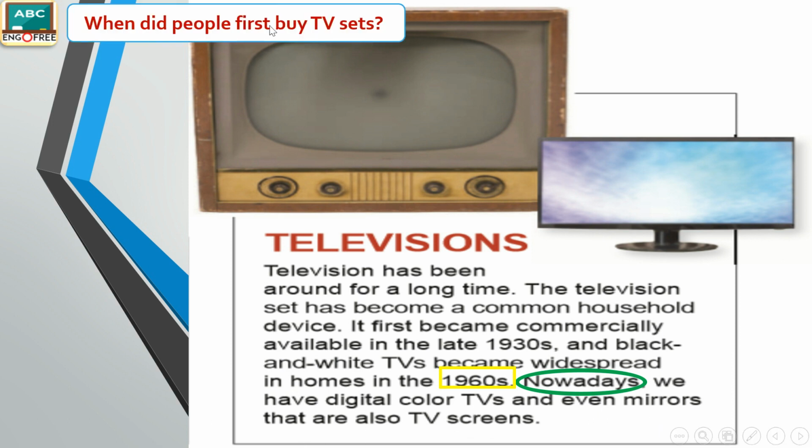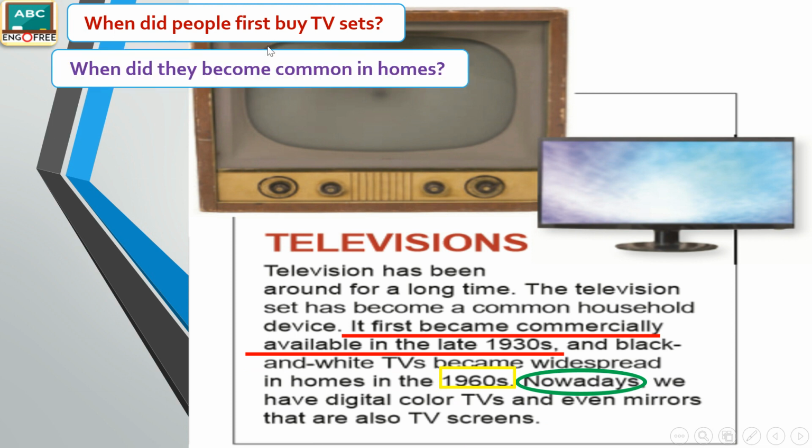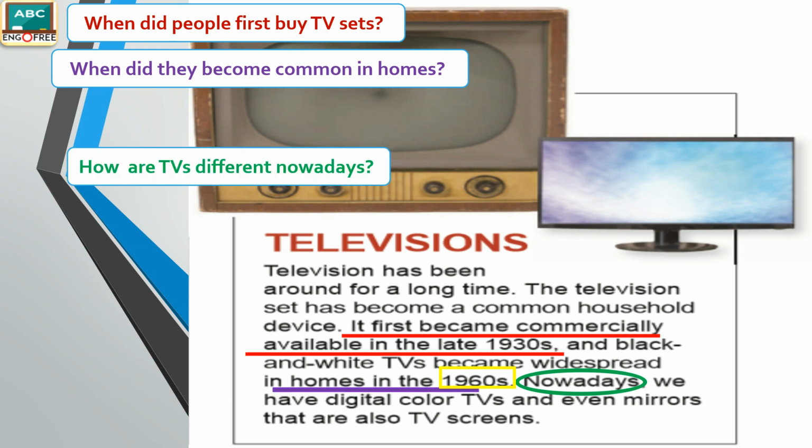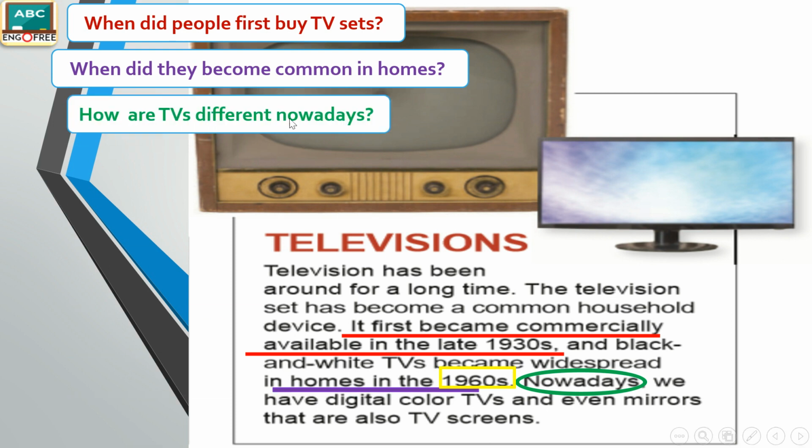When did people first buy TV sets? It first became commercially available in the late 1930s. When did they become common in homes? They became widespread in homes in the 1960s. How are TVs different nowadays? Yes, nowadays we have digital color TVs and even mirrors that are also TV screens.